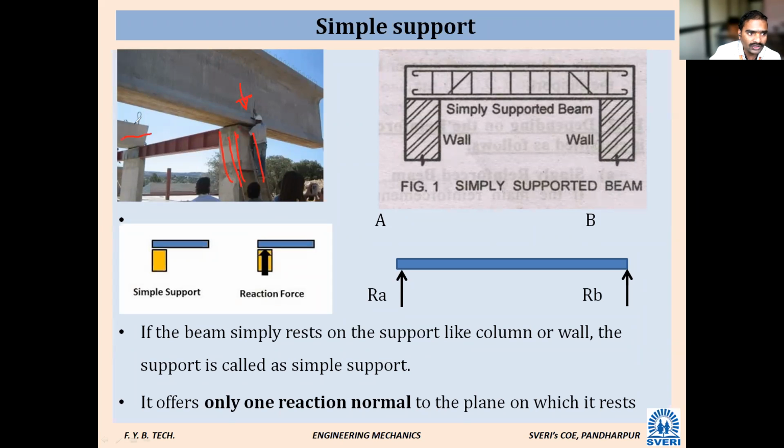See here, this is a bridge girder. They are resting on the column. See here in the diagram how it is. This is one column. This is a slab, or you can take it as a girder, or a beam also. The beam is just simply resting. It means it is simple support.